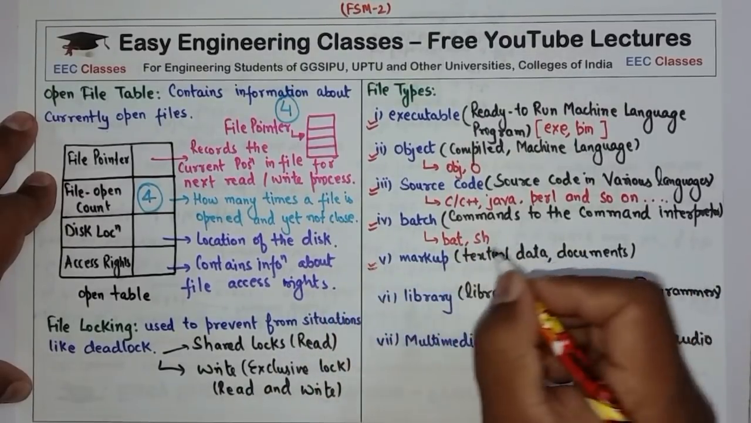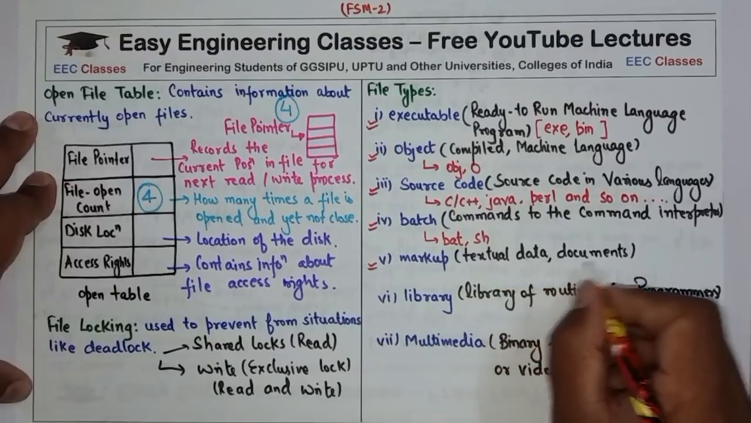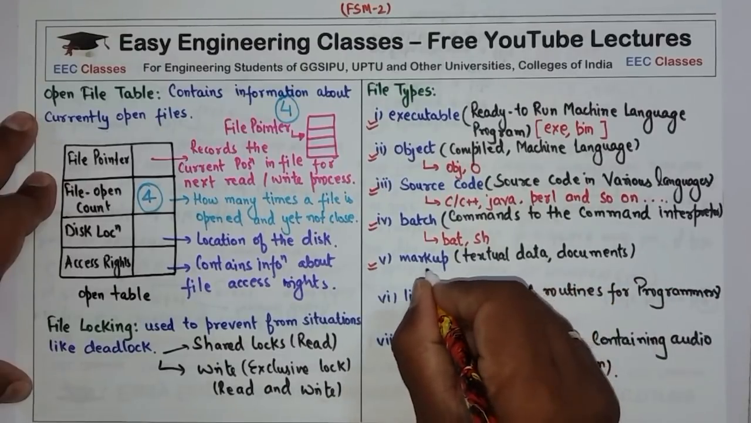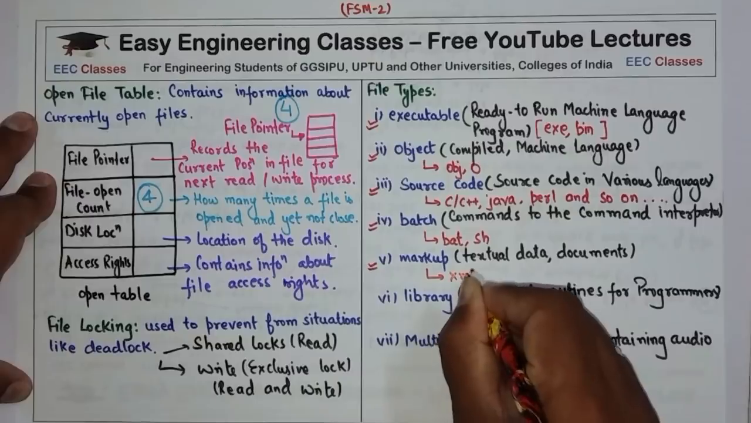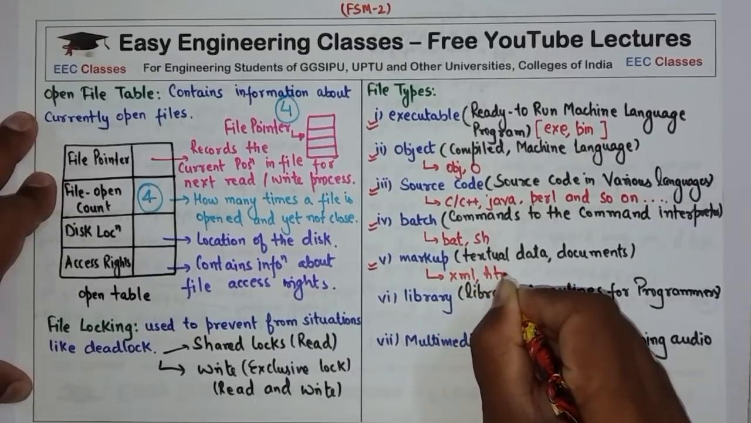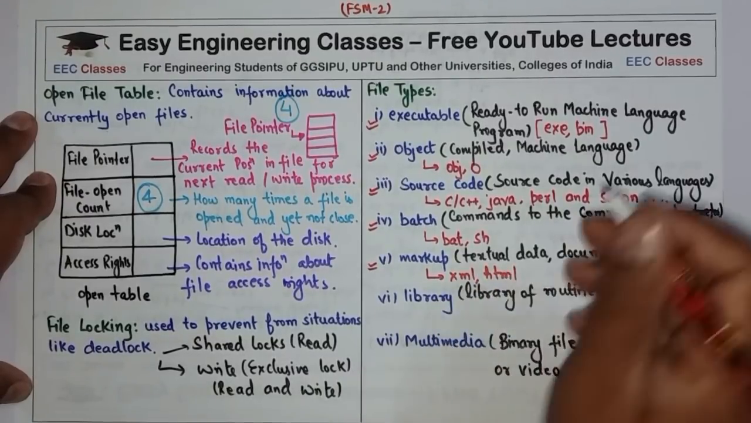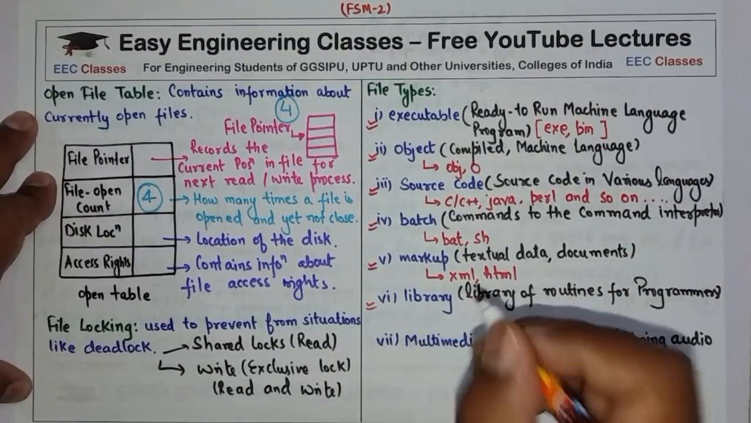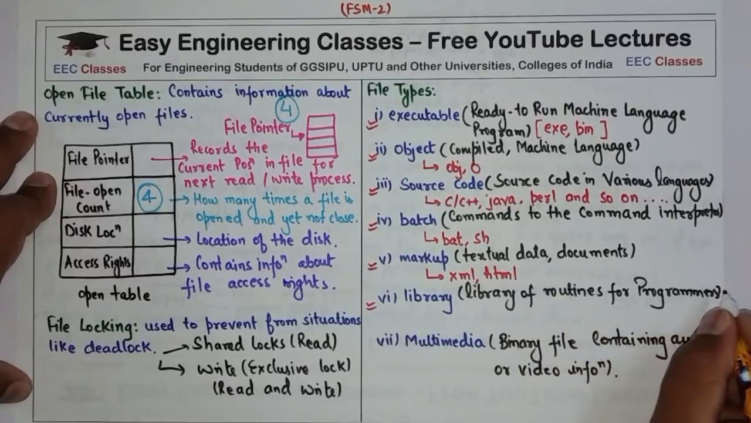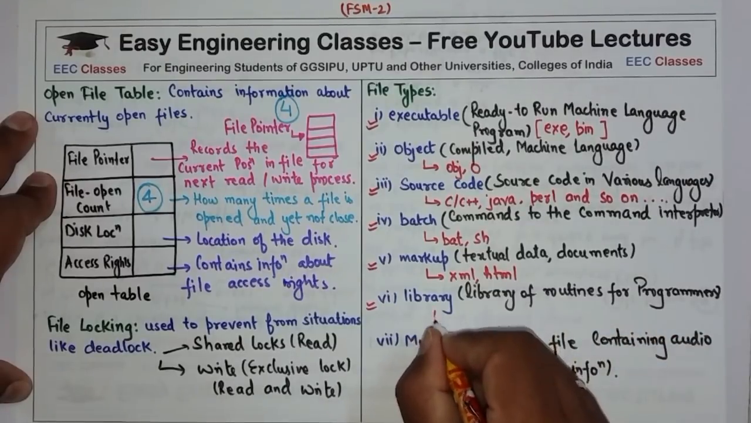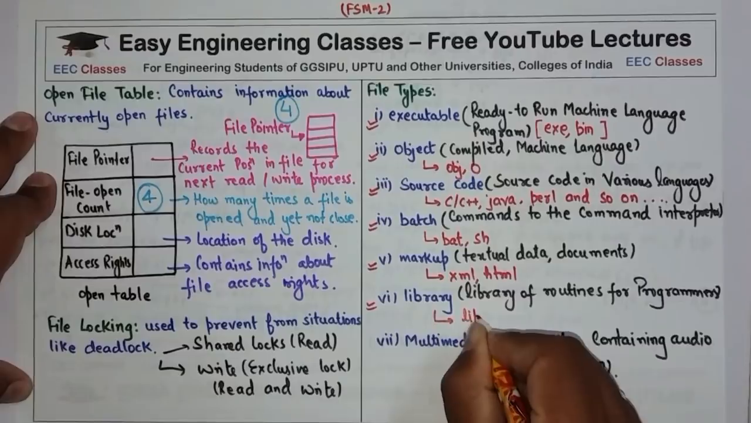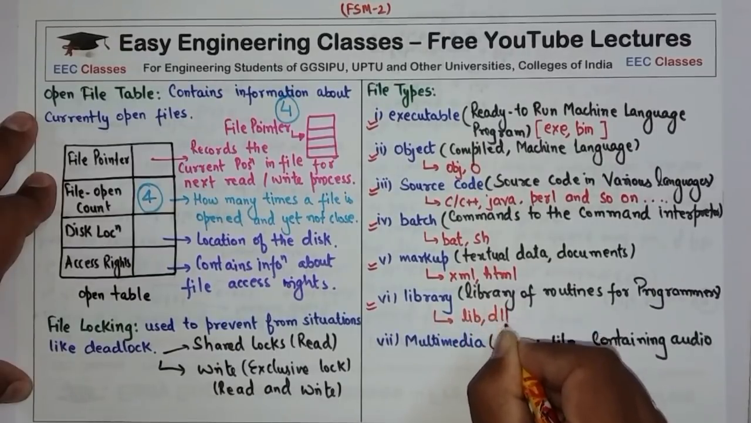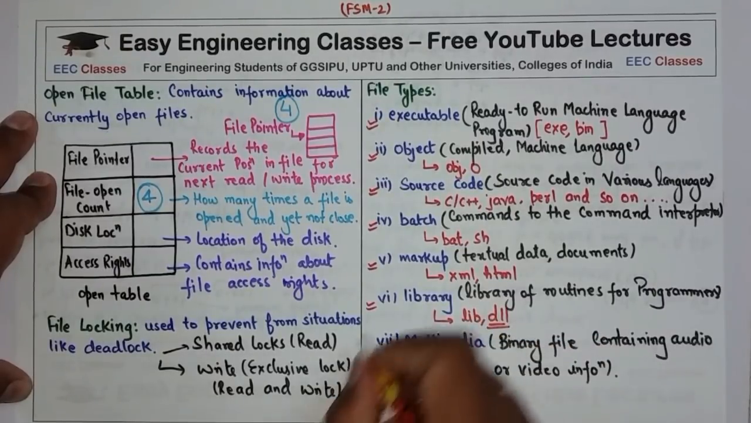Then we have markup. This is textual data or documents. For example, we can have different markup files like XML and HTML. These files are used to represent data or documents. Then library files. These are libraries of routines for programmers, and the extension is lib, or most commonly you have seen DLL files.